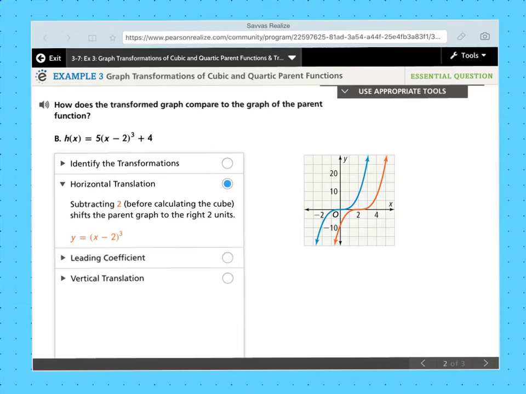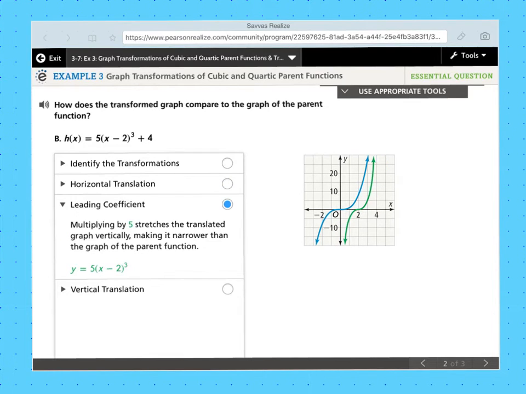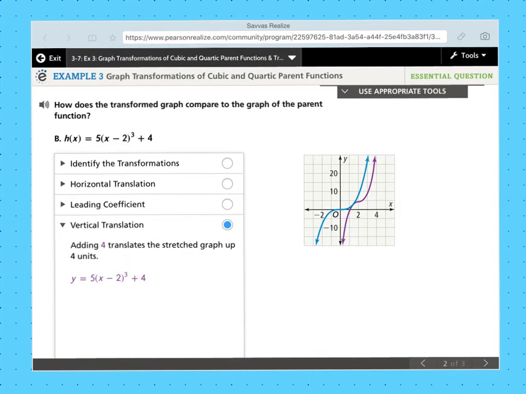Then the leading coefficient 5 will only make the function rise up much faster, 5 times faster. And then finally, you shift the entire graph upward to the north by 4 units. Exactly the same thing as what you would do in quadratic functions. You look at the leading coefficients, you look at the x horizontal shift, you look at the vertical shift, and then you're done.